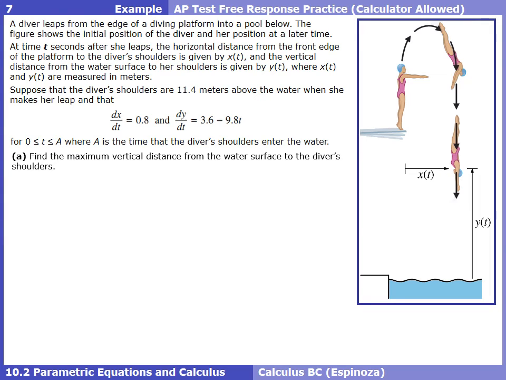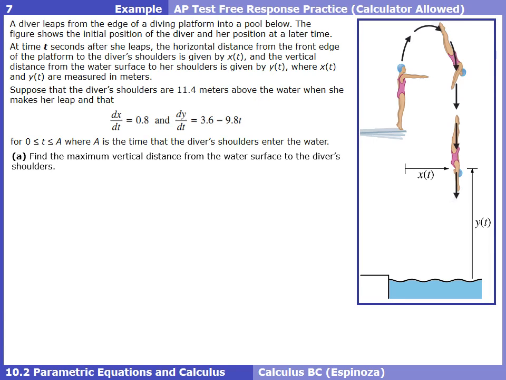Suppose that the diver's shoulders are 11.4 meters above the water when she makes her leap. So I suppose this distance, even though it's not labeled in the picture, this entire distance from her shoulders where she's starting to the edge of the water is 11.4. We're given her velocity x component, dx dt, which is 0.8. We're given her velocity y component, which is 3.6 minus 9.8 t.